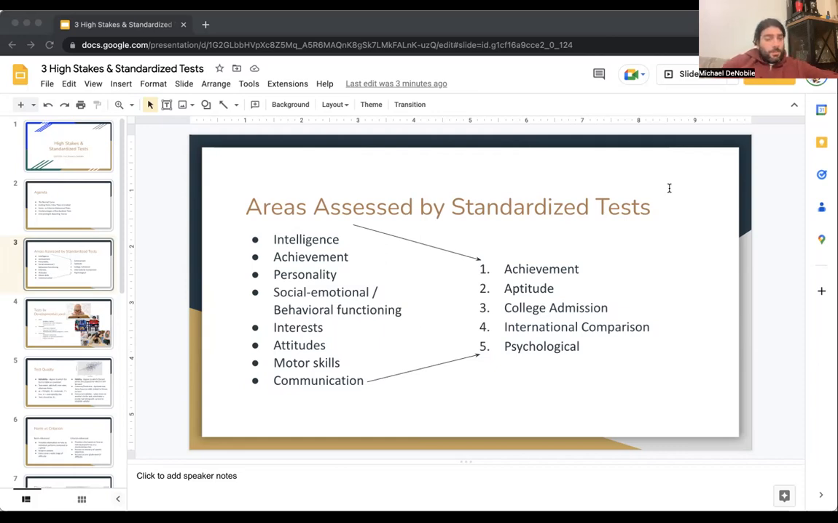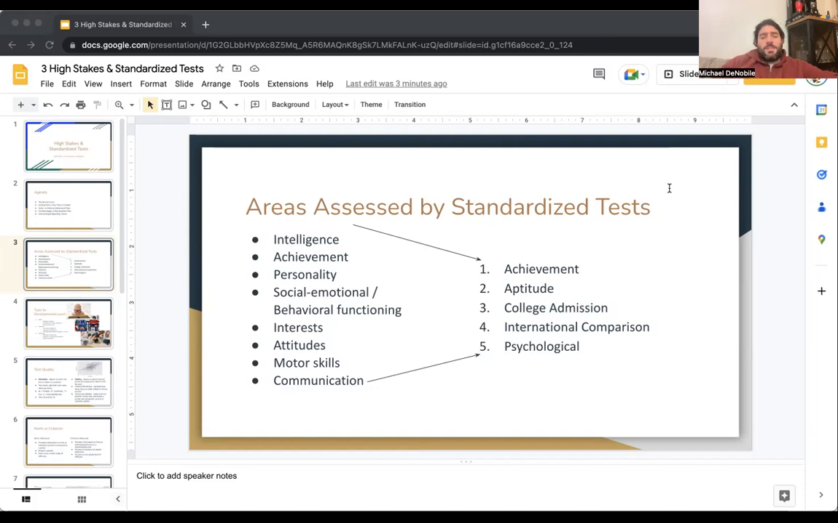There are international comparison tests, which we looked at in the last episode when we discussed A Nation at Risk, like the PISA and the TIMSS. How do we compare with the rest of the world? How do we line up or rank in terms of national preparedness on the global scale? And then there are a lot of psychological tests that will measure things like motor skills, communications, adaptive behavior. These are normally done by school psychologists.